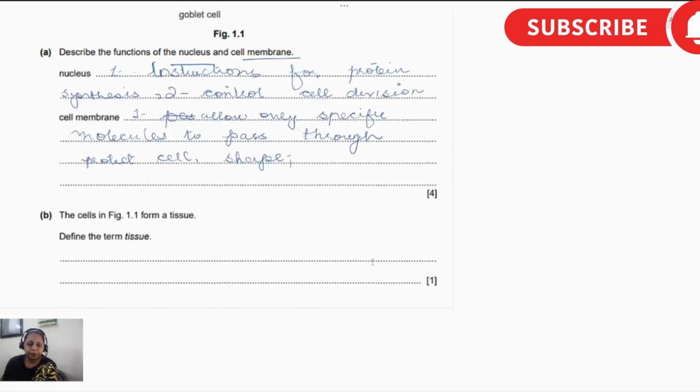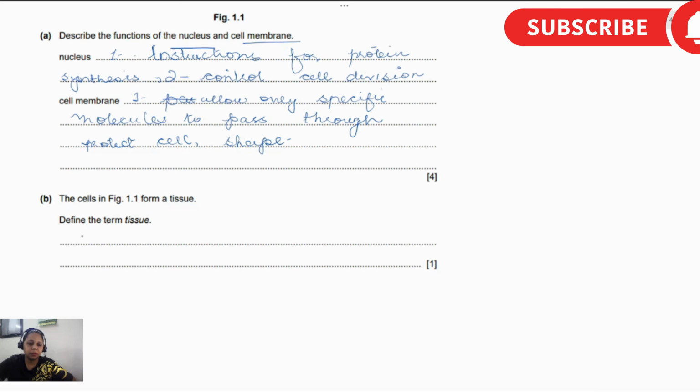What is a tissue? First thing, we need to write a group of cells, not a specific set. A group of cells which perform a similar function, or you can also say it has a similar structure, or you can also write a group of similar cells. Because we have less space over here, we can write this.